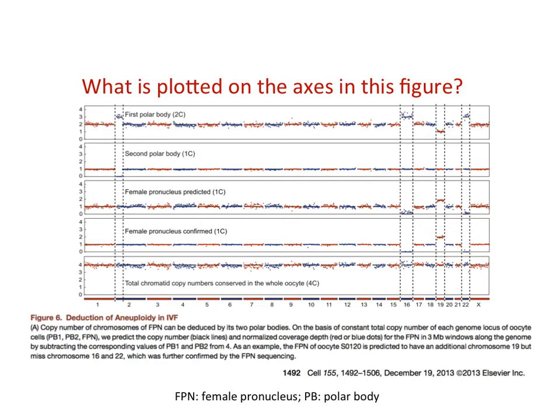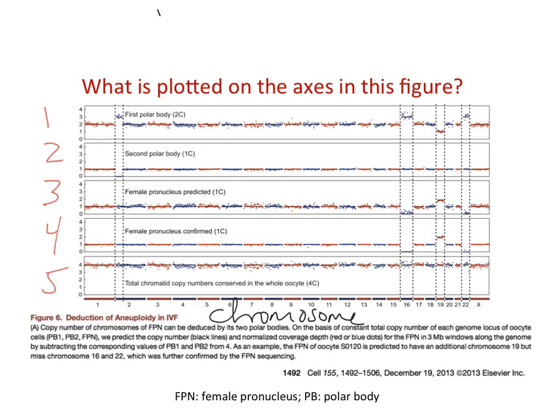Right. So we have the oocyte. Let me number these panels first: panel 1, panel 2, panel 3, panel 4, panel 5, top to bottom. What's on the x-axis? Human chromosomes, 1 through 22, and then the X or the Y. What does 0, 1, 2, 3, 4 mean on the y-axis? Number of copies of each part of each chromosome.